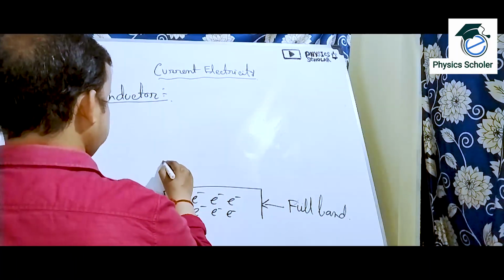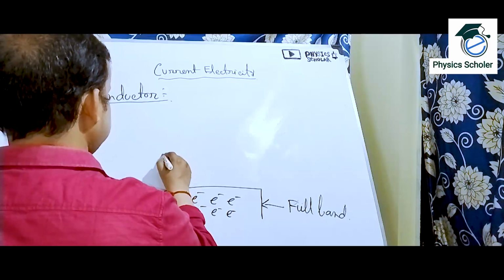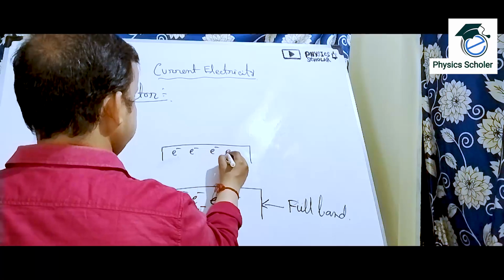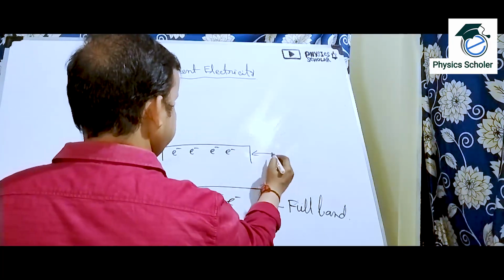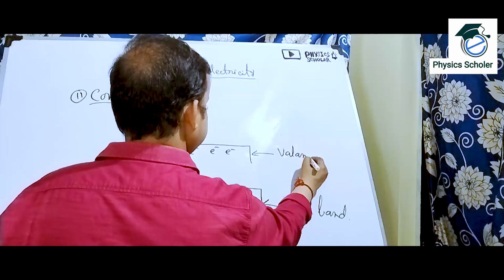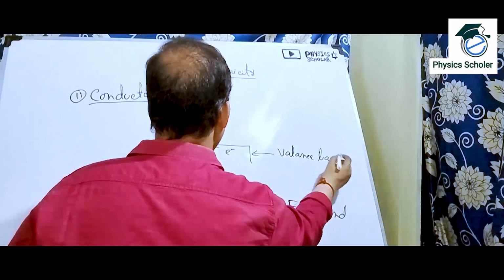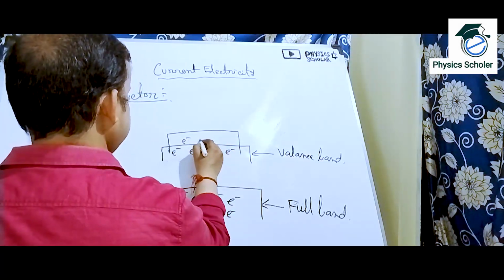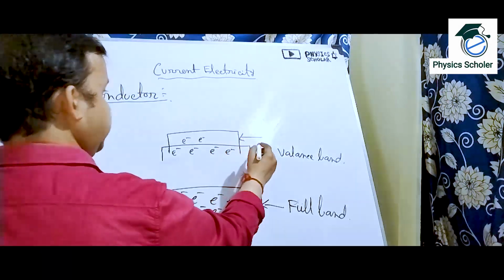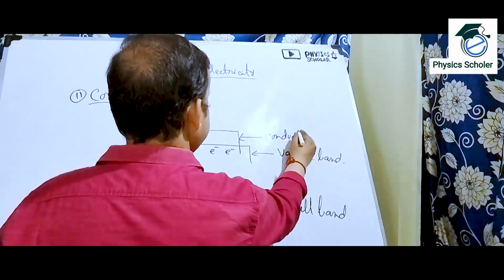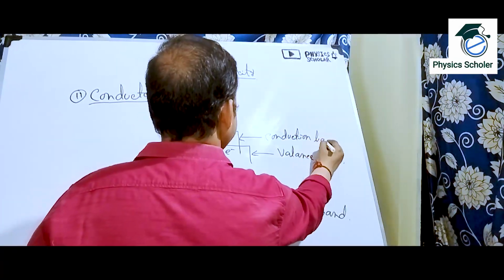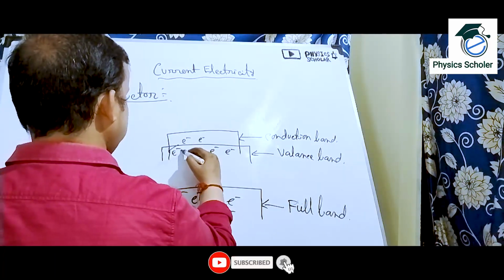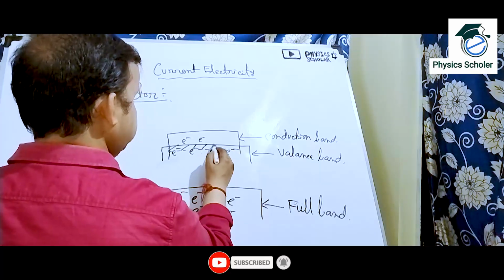At the top of the full band, there are some electrons, and it is known as the valence band. There will be an overlapping between the valence band and the conduction band. This is the overlapping area of the valence band and conduction band.